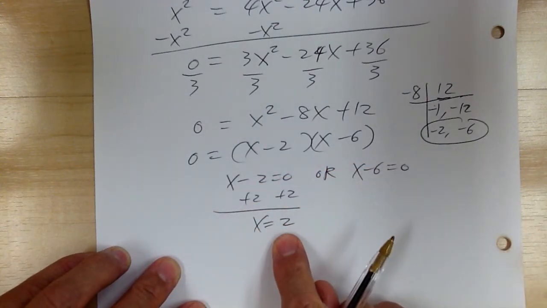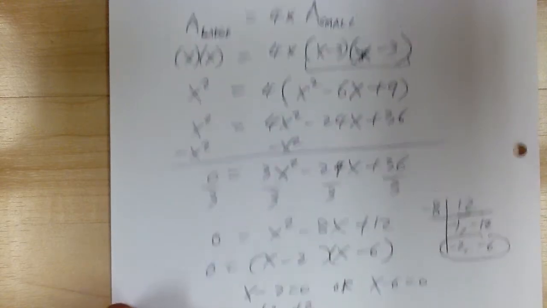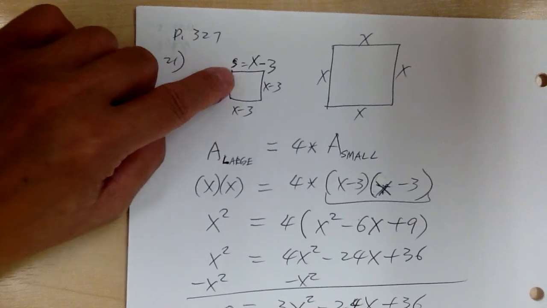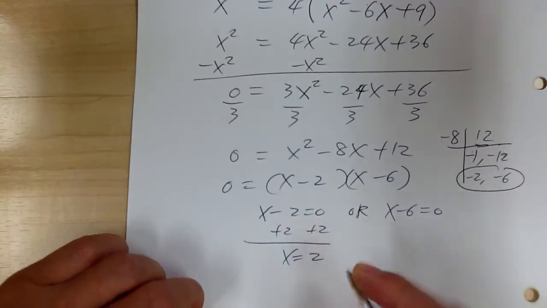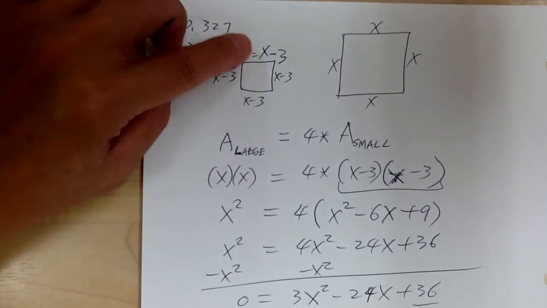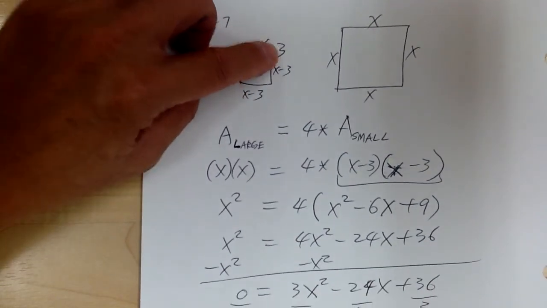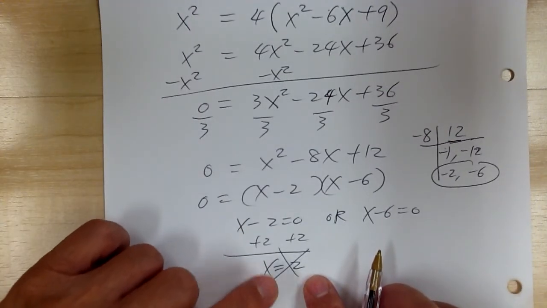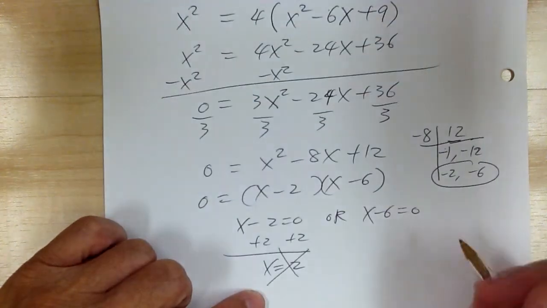But this one is no good, because if you think about it, if x equal to 2, you've got 2 minus 3, so you end up with a negative for the small one. In this case, this one is no good because it's not going to work here, because the small square is x minus 3. So if x equal to 2, you get 2 minus 3, a negative 1 length. So this will give you a negative length. So this is no good. So you have to double check.